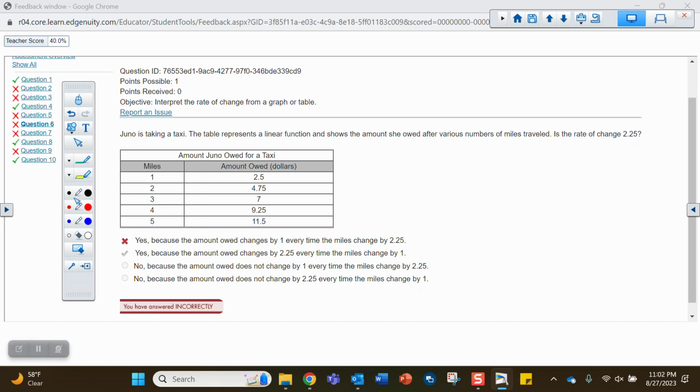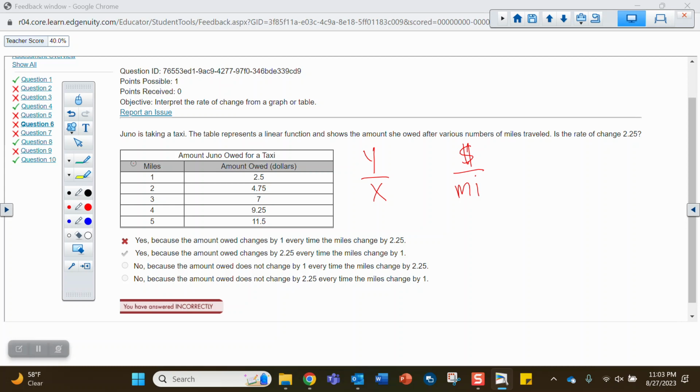So all you have to do here is take all of your y values and divide them by the x values. So you're going to take the money and divide it by the miles in every instance. And it all has to be 2.25. So 2.5 divided by 1 is 2... what? That's 2.5. Is this a typo?